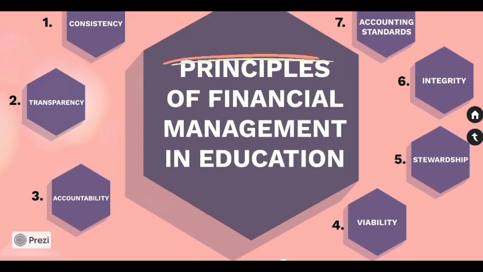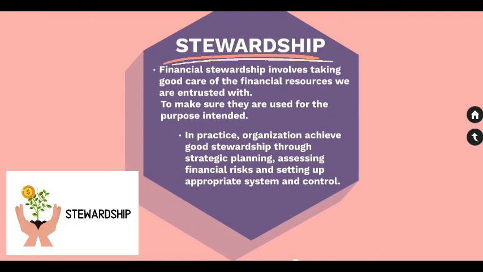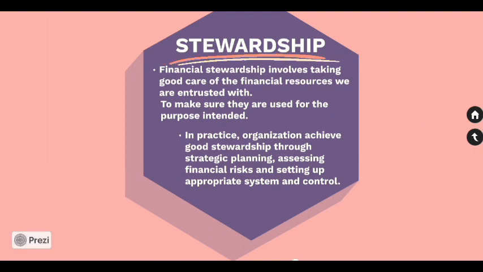Fifth one, stewardship. Financial stewardship involves taking good care of the financial resources we are entrusted with, to make sure they are used for the purpose intended. In practice, a school or organization achieves good stewardship through strategic planning, assessing financial risk, and setting up appropriate systems and controls.